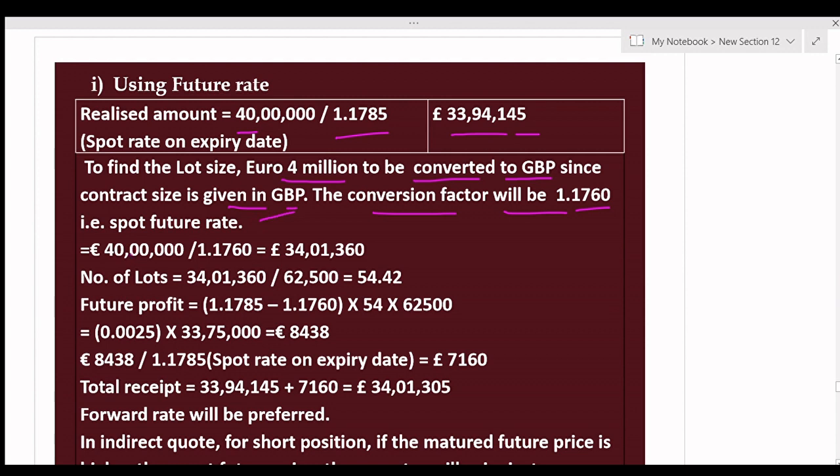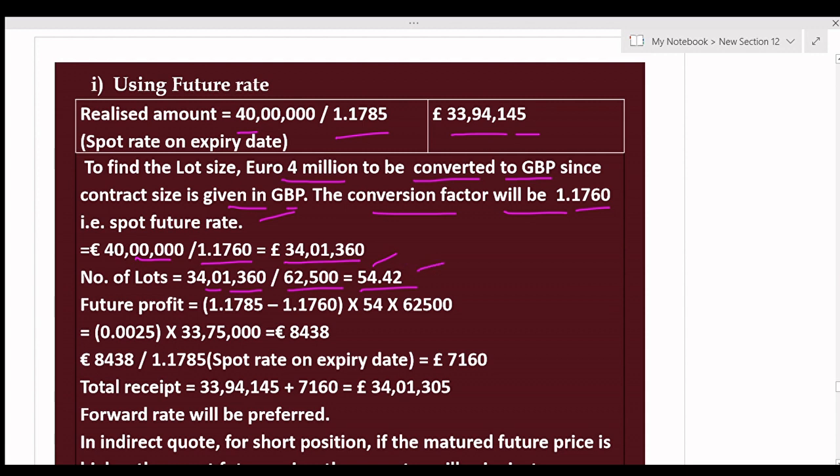40 lakhs euro divided by 1.1760 is equal to 34 lakhs 1360 pound. Number of lots: 34 lakh 1360 pound divided by 62,500 pound is equal to 54.42. But you will take the lot size 54 and not the fraction 0.42.